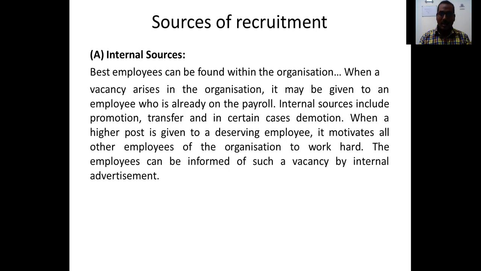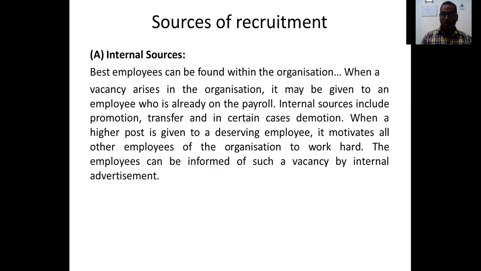When a vacancy arises in the organization, it may be given to an employee who is already on the payroll. That is a person who is already working in the organization. Internal sources include promotion, transfer, and in certain cases, demotions. So, what are the types of internal recruitment?